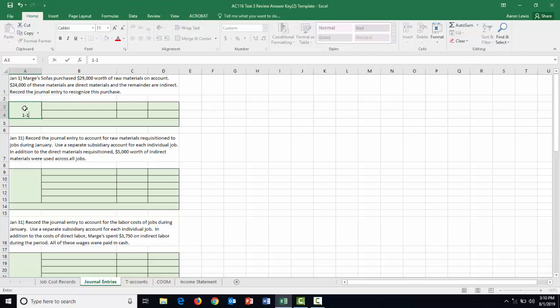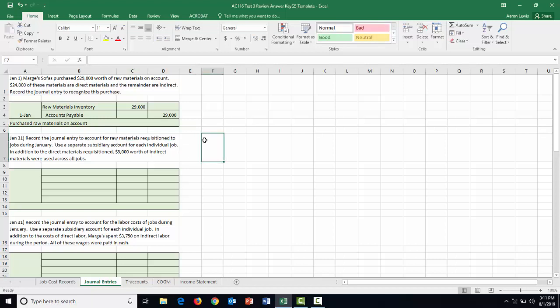So let's start with the date, which is January 1st. What we are buying in this transaction is raw materials inventory, and the amount that we are buying is $29,000. It doesn't specifically state here, but when in doubt, if you're making a purchase for a company of substantial size, you can always assume that it is on accounts payable. So we have $29,000 that we owe for this, and we record our description of what happened. We purchased raw materials on account.